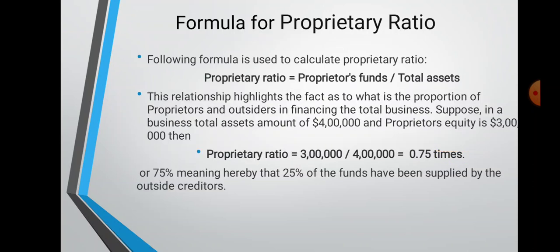So you can see here the formula of the proprietary ratio. This formula is used to calculate the proprietary ratio. Proprietary ratio is equal to proprietor's funds upon total assets. This relationship highlights the proportion of proprietors' and outsiders' financing to the total business. Suppose in a business total assets amount to 4 lakh dollars and proprietors' equity is 3 lakh dollars, then the proprietary ratio is 3 lakh upon 4 lakh, equal to 0.75 times or 75%, meaning hereby that 25% of the funds have been supplied by the outside creditors.